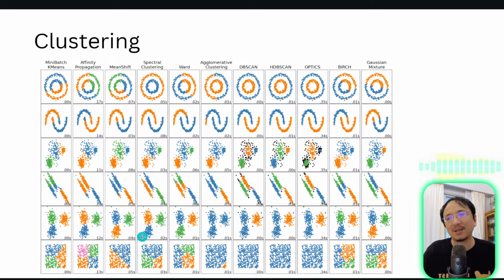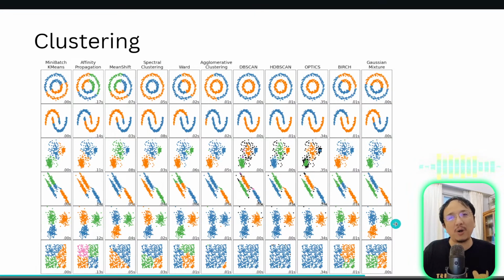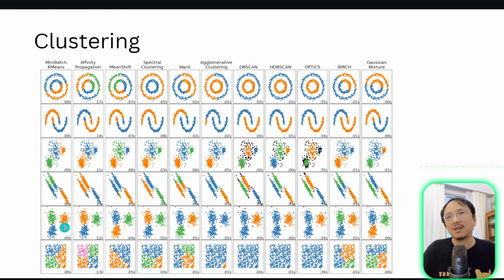But for other tasks like this one, with these three different clouds, it doesn't work that well for DBSCAN or HDBSCAN. But it seems to work quite well for the Gaussian mixture and k-means. This is the mini batch k-means, but okay, this is a variant of the k-means method. And the mean shift is still doing well, and also the spectral clustering.